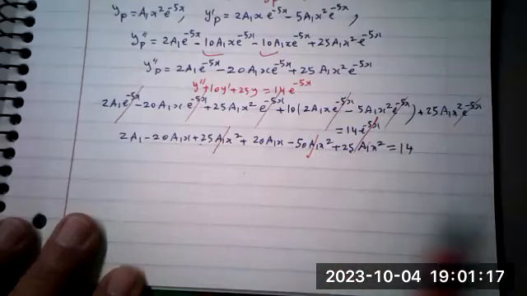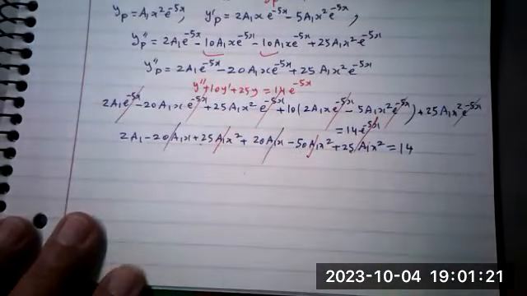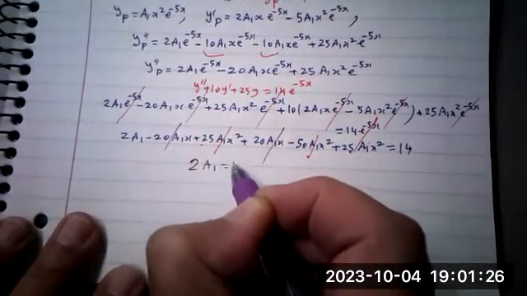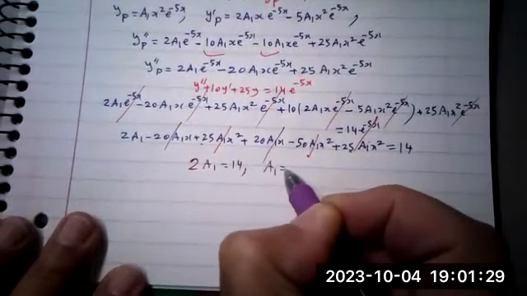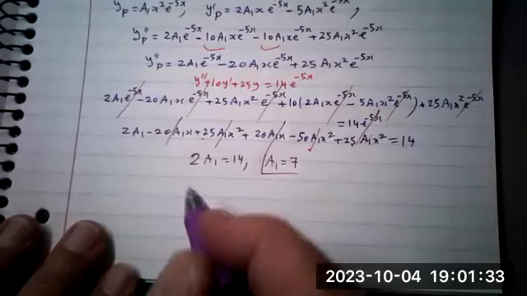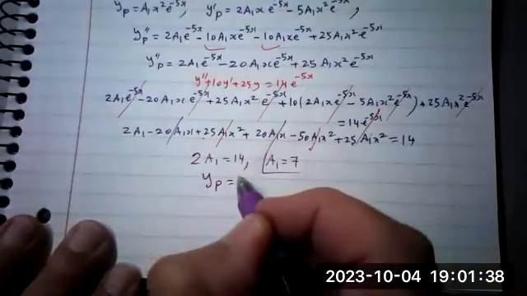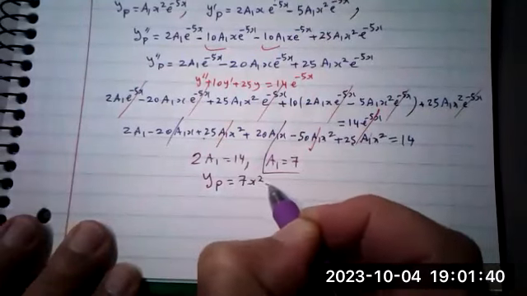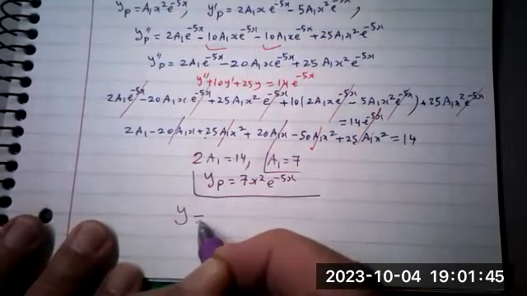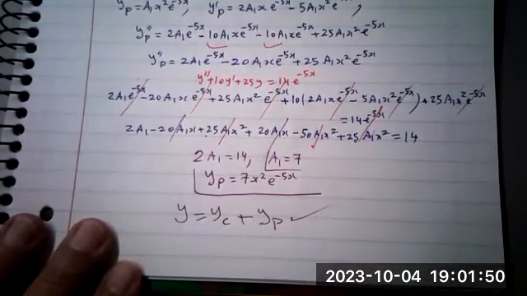Then you have negative 20 a1 x, and the positive 20. This would cancel out. So the leftover 2a1 equals 14, so a1 would be 7. This is the way you know it's happened. So your yp, remember, was a1 x squared, so that gives you 7 x squared e to the negative 5x. Final answer for the general solution: yc plus yp.